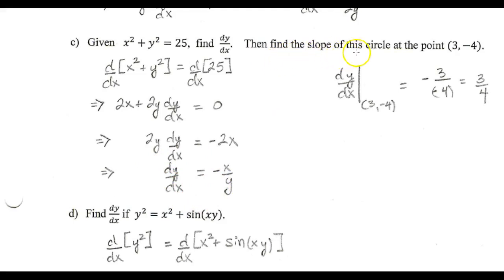Now, they want you to find the slope of the circle at the point (3, -4). That just means you plug in 3 for x, -4 for y, so I get minus x, which is 3, over y, which is -4. So I get 3/4.